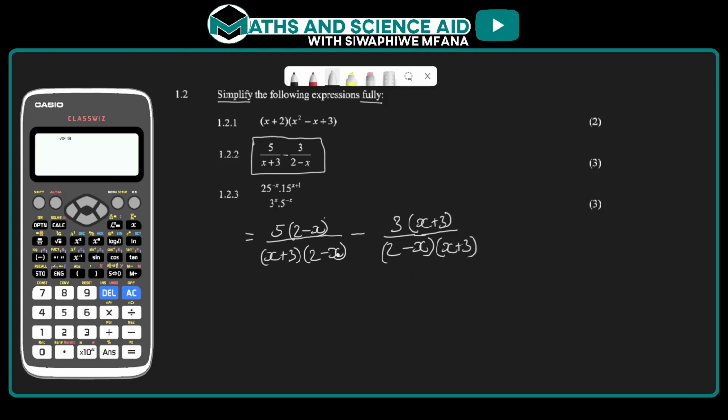Okay? And now, after doing this, as you saw in the example that I showed you, we can simply say that this is equal to 5 into 2 minus x minus 3 into x plus 3. All of this divided by the lowest common denominator, which is x plus 3, all into 2 minus x. And of course, if you like, you can also write this as 2 minus x into x plus 3, okay?